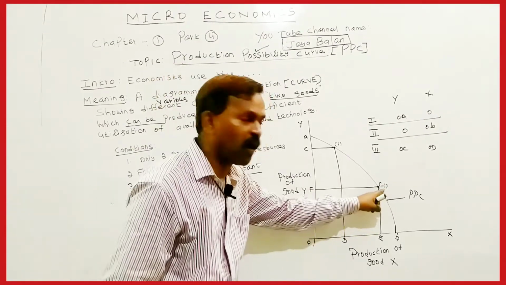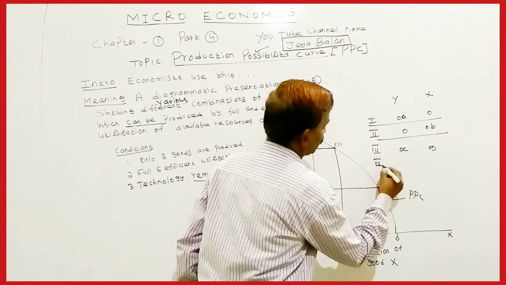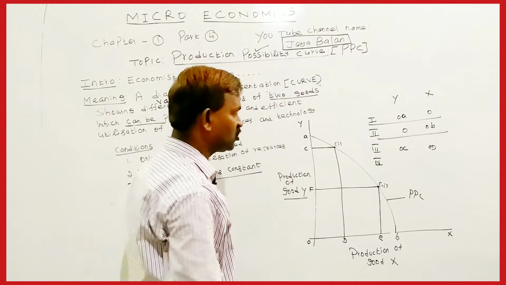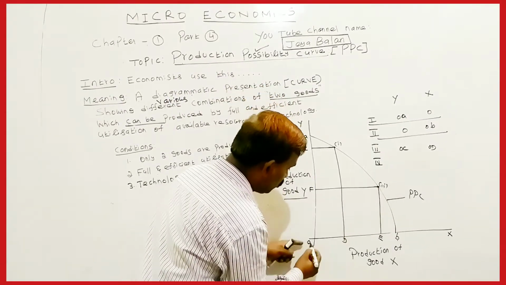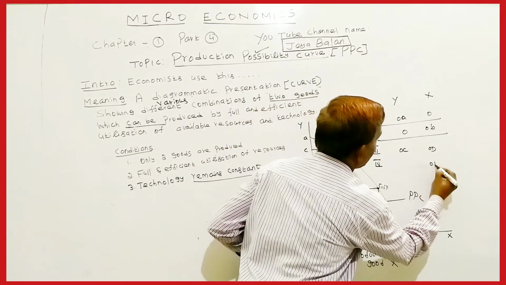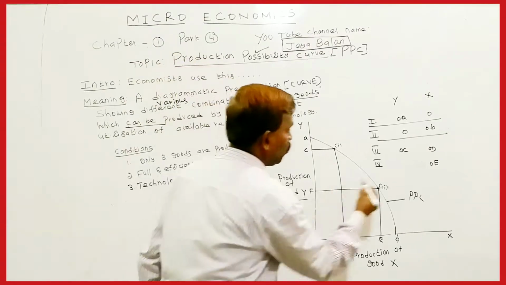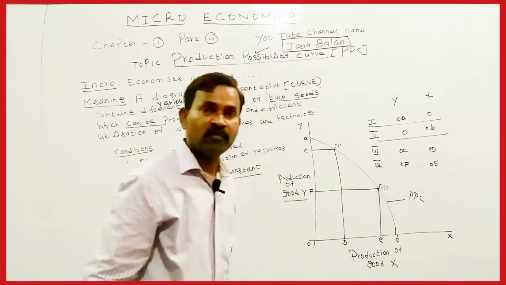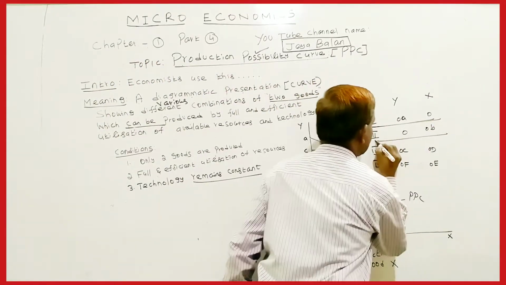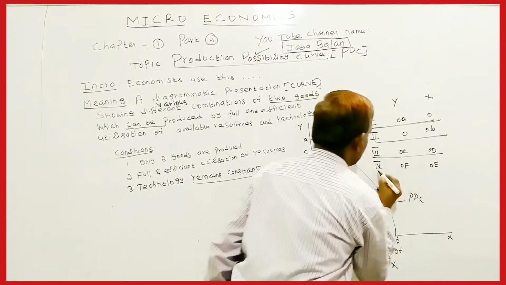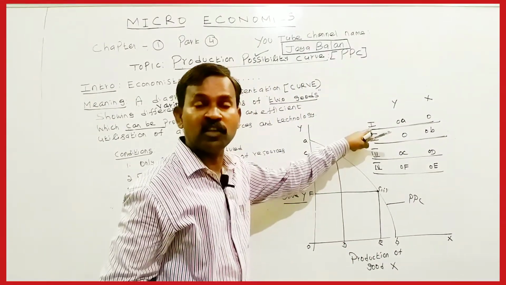So what does this point show? This point shows another combination, the fourth combination. At this point on PPC, the economy will be able to produce OE number of units of good X and OF number of units of good Y. So this is one combination, this is another combination, this is another combination, this is another combination. What is the first combination?